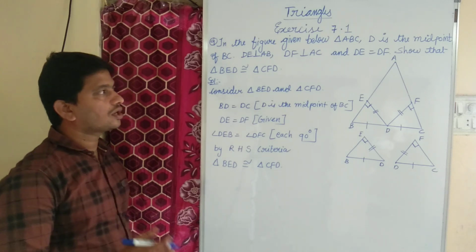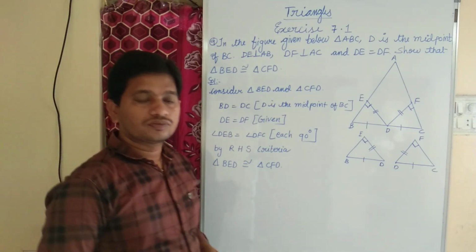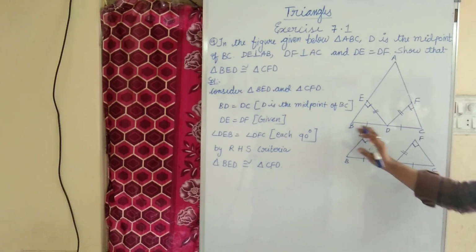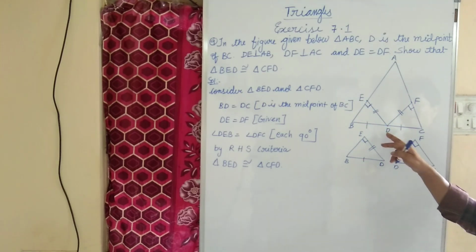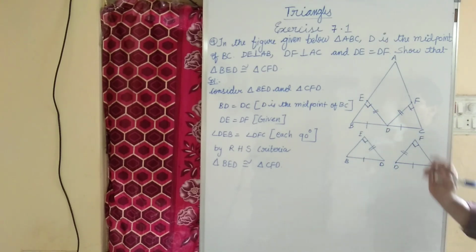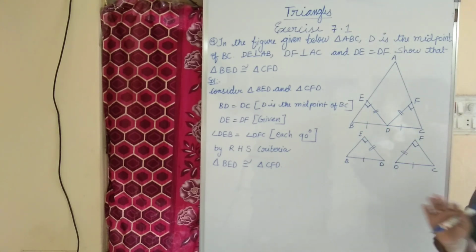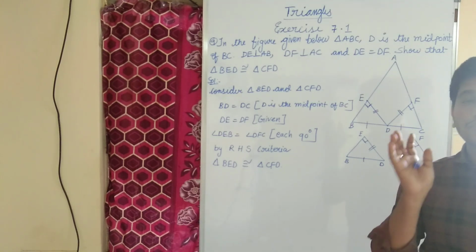Actually they are asking to prove that they are congruent only. That's all. So simply everything is given in the question only. BD equal to DC, DE equal to DF, and angle BED, or else DEB, equal to DFC, each 90 degrees. Children, I hope the ninth question is also very clear to you.